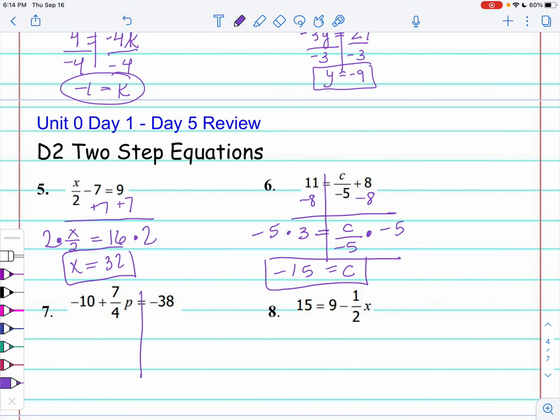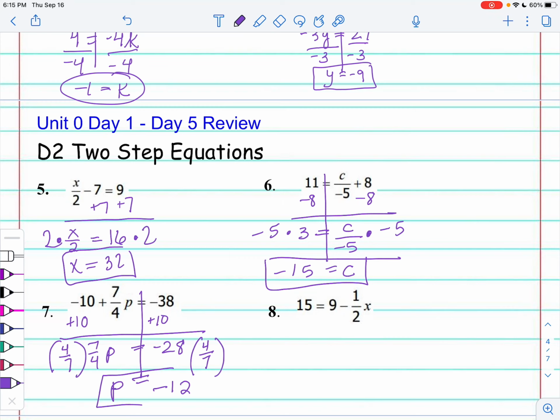Okay, for number 7, I need to get rid of this -10 by adding 10. Okay, and then I'm going to multiply by the reciprocal. Multiplying by the reciprocal gets rid of that fraction. And without doing this, I think you're going to get -12. Okay, I could be wrong. I think it's actually not 12, it would be -16. If I'm wrong, you can write the right answer.